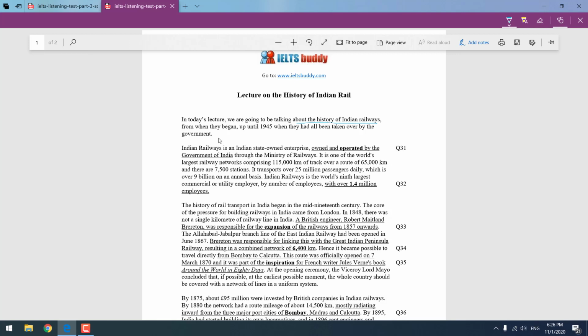Indian Railways is an Indian state-owned enterprise. State-owned, that's an adjective. Owned and operated by the government of India, and that's the use of a passive sentence. That's a passive voice. Through the Ministry of Railways, it is one of the world's largest railway networks. Comprises is a useful word, especially and specifically in task 1, academic writing, and that's very useful.